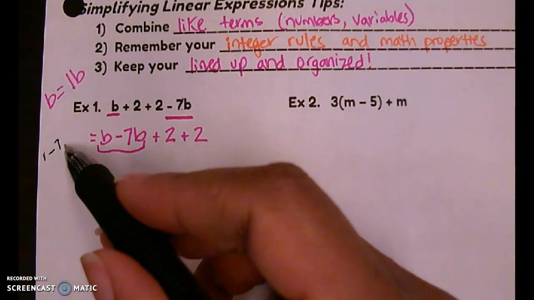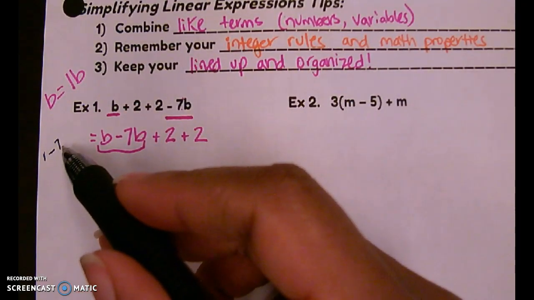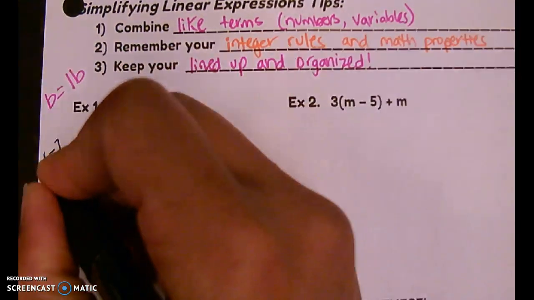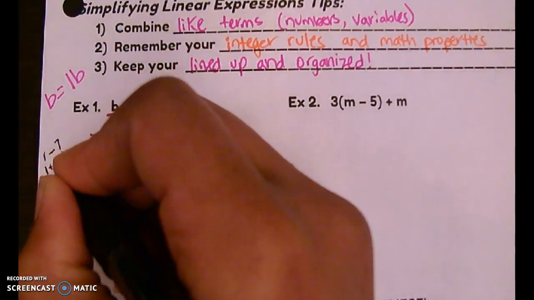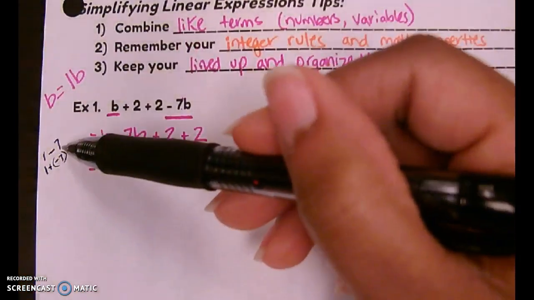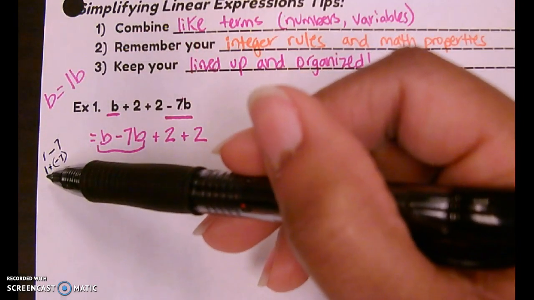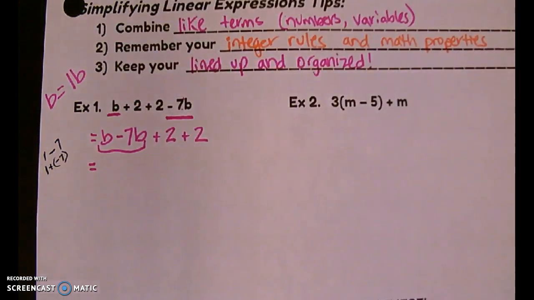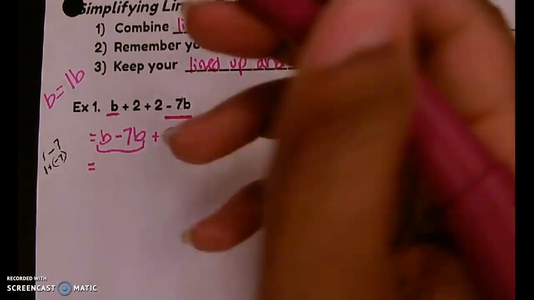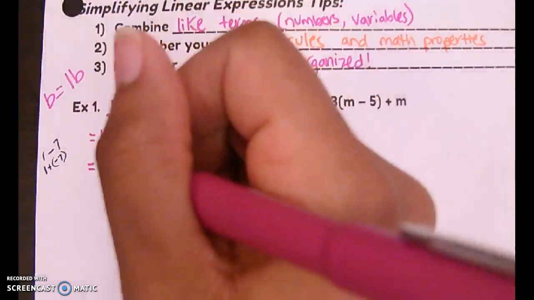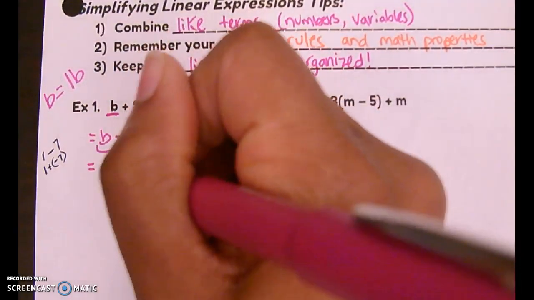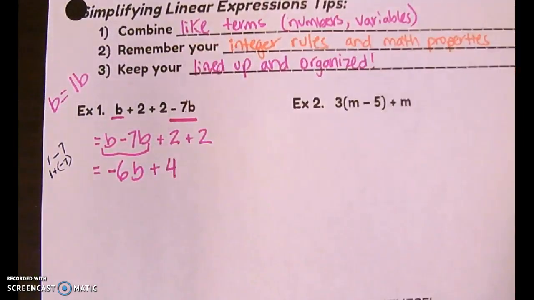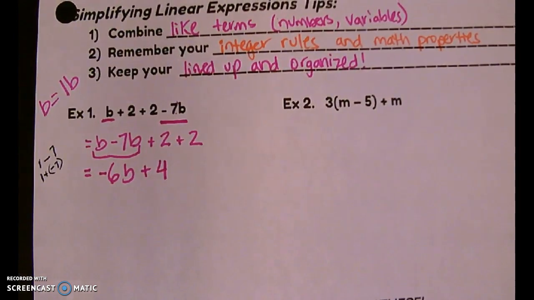If I type this in my calculator, 1 minus 7, or if I solve it here, I can know based on my integer rules that this is the same thing as 1 plus negative 7. And since my negative is higher than my positive, that means my answer here is going to be negative 6. And if you type that into your calculator, you would get negative 6. So our b situation is actually going to be negative 6b plus, what's 2 plus 2? 4. And so this is my simplified expression.